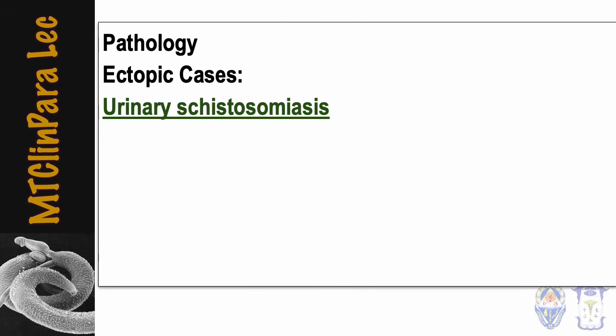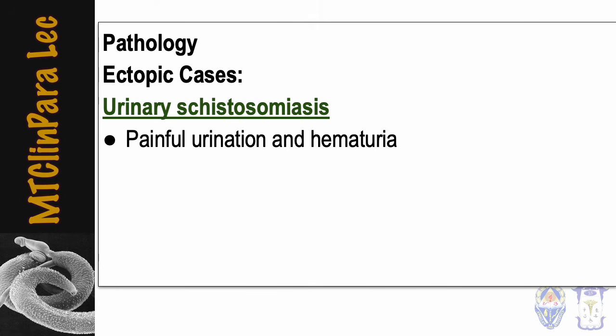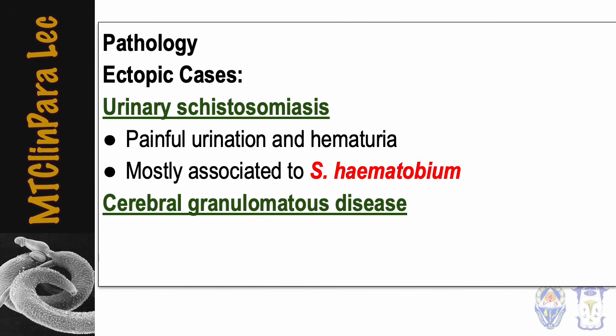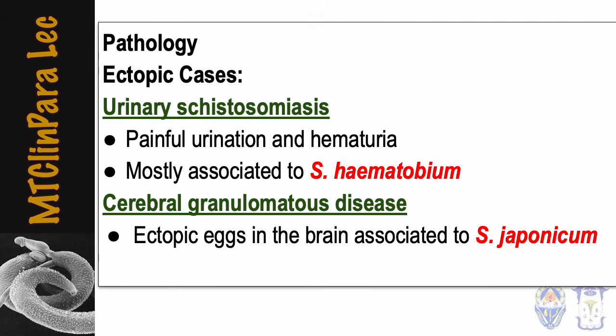There are ectopic cases as well where schistosomes are involved. For ectopic cases, we have urinary schistosomiasis, and this is associated with painful urination and hematuria, or the presence of blood in the urine. This is associated with S. haematobium. While for cerebral granulomatous disease, this is due to ectopic eggs being dislodged in the brain area, where S. japonicum causes the most cases.